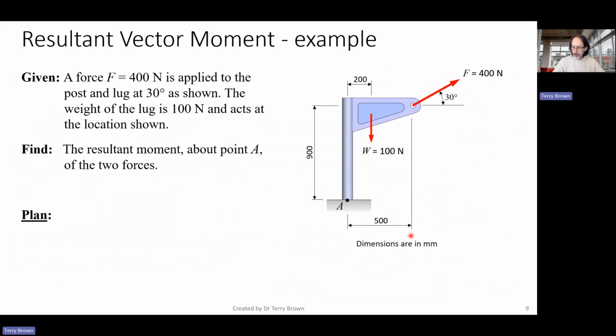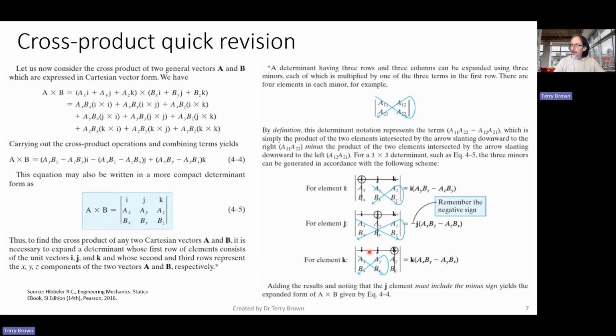Well, where are we? Right. So for I, we go AY times BZ minus AZ times BY. Okay, as we've got here, and then we've got a negative sign when we do J.